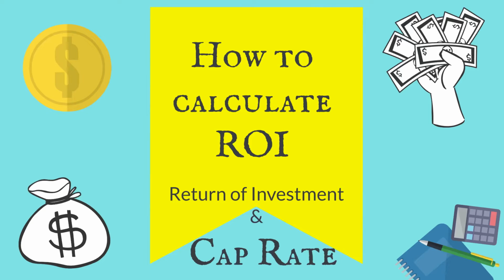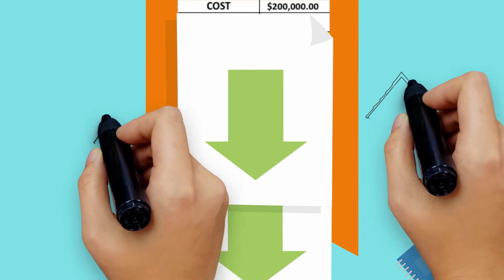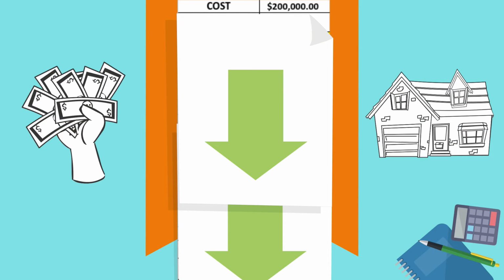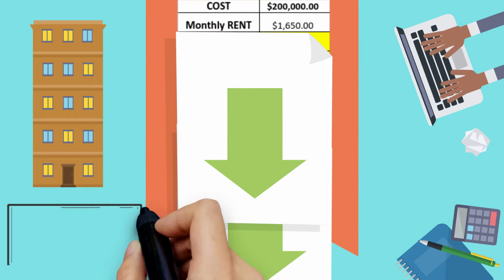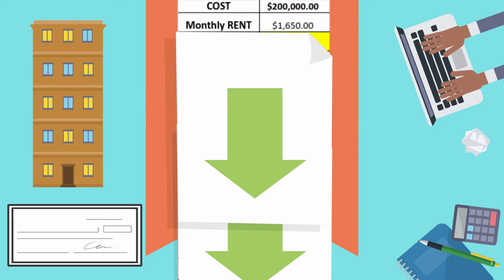Today you will learn how to calculate your ROI and cap rate on investment properties. First we find the true cost, that would be the purchase price plus any closing and renovation costs. Then we would have to determine the market rent for the unit.